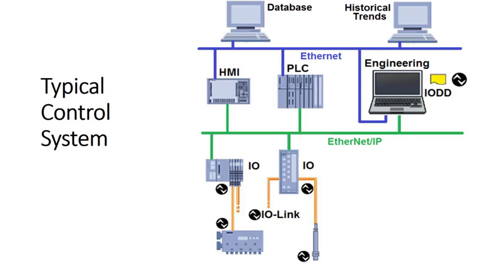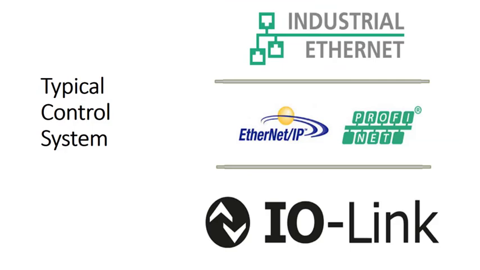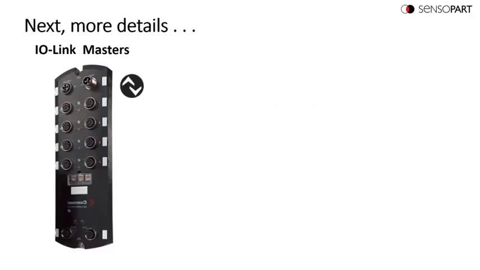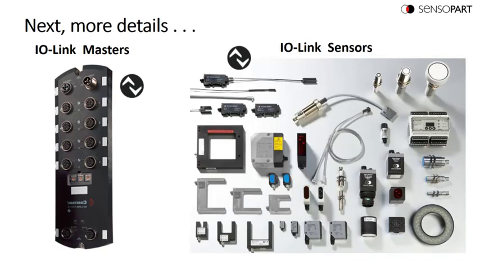You can picture a typical control system with your Ethernet on top, where your PLC saves data to your historian or a database or an MES system. And below that, you have your field bus. And what we're talking about now is extending that Ethernet all the way down to sensors. So we've got industrial Ethernet talking usually Ethernet-based field buses and Ethernet all the way down to the sensor. Next, we're going to cover some more details about IO-Link masters and IO-Link sensors.